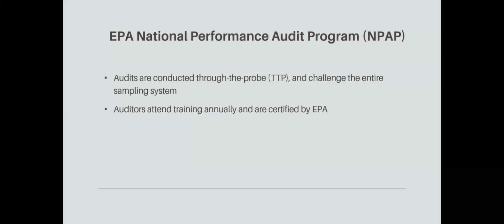Auditors are required to attend training annually and are certified by EPA. EPA has a national training for this program and the next program I'm about to mention every year.